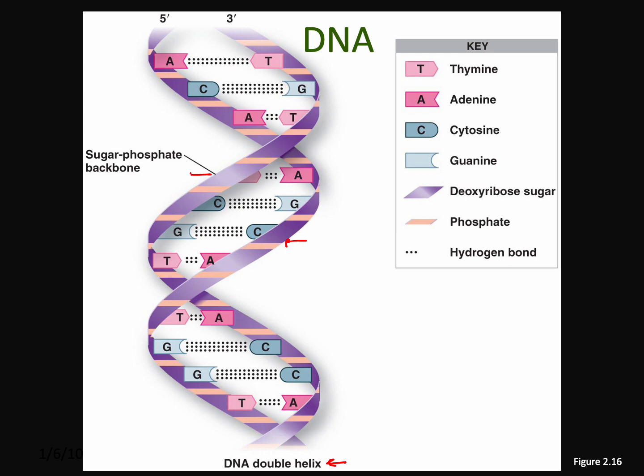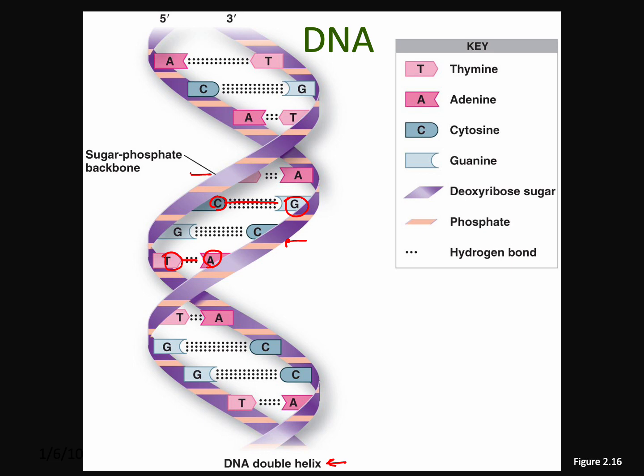And all cellular organisms have this double-stranded DNA. There are actually some viruses that have single-stranded DNA, but we're going to focus on DNA always being double-stranded in cellular organisms. And then let's look at these nucleotide bases that are coming off of this sugar phosphate backbone. Cytosine is always bonded with guanine, and thymine is always bonded with adenine. So that is always the case.